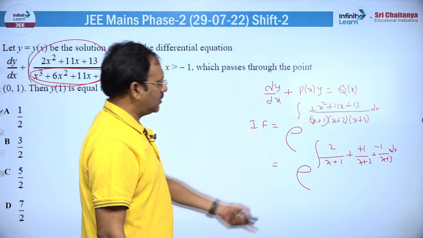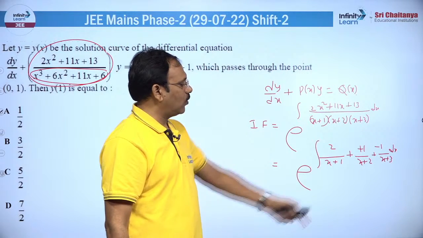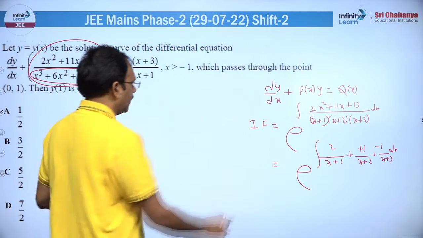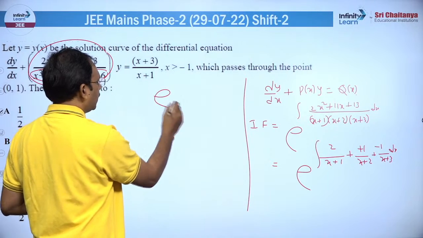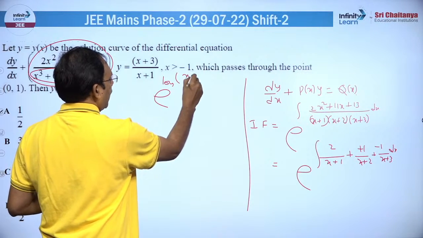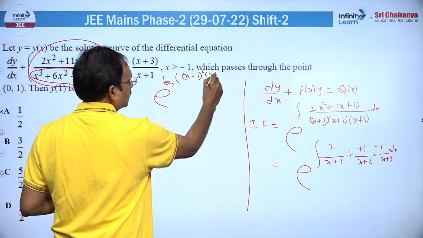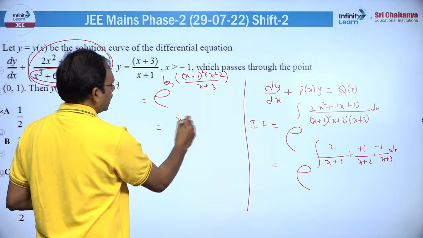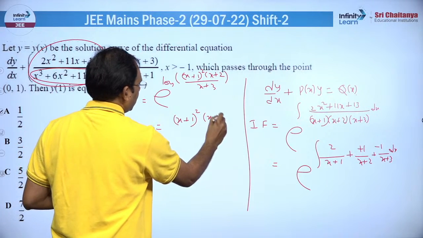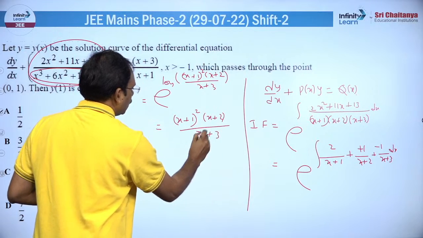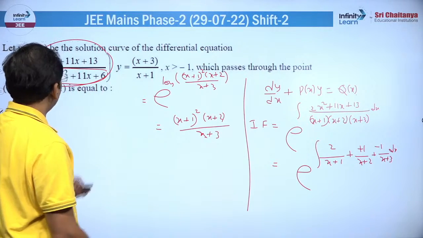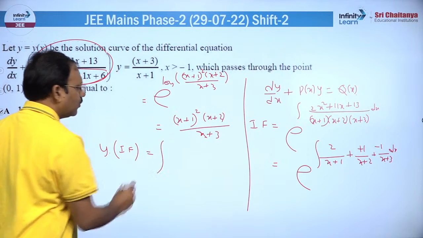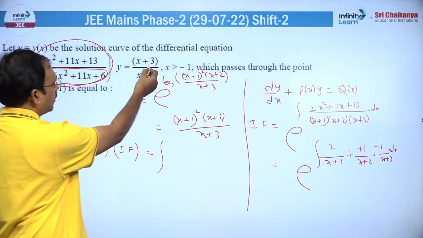So that, my dear friends, this is log of x plus 1 whole square into x plus 2 by x plus 3 you will get. This is going to be e power log of x plus 1 whole square into x plus 2 by x plus 3 is the integrating factor, which is nothing but x plus 1 whole square into x plus 2 by x plus 3. So the solution you can write now, it is going to be y into this total integrating factor is equal to integral of integrating factor into q of x.